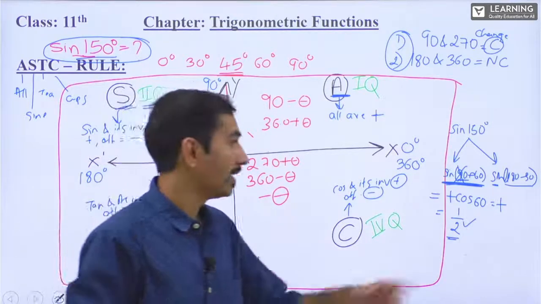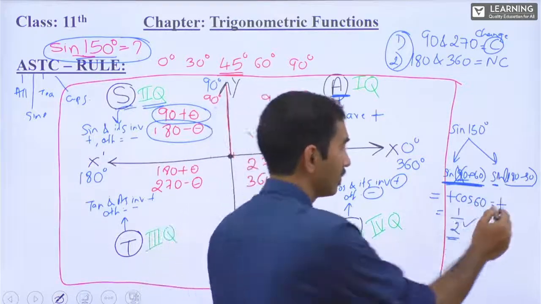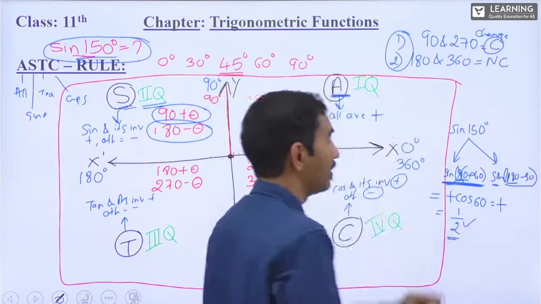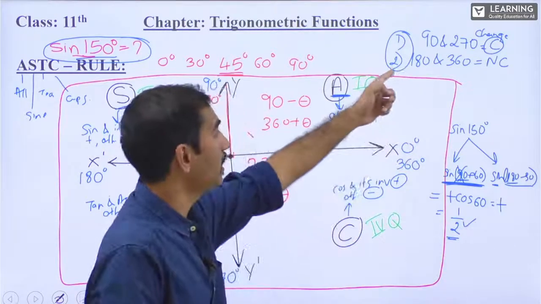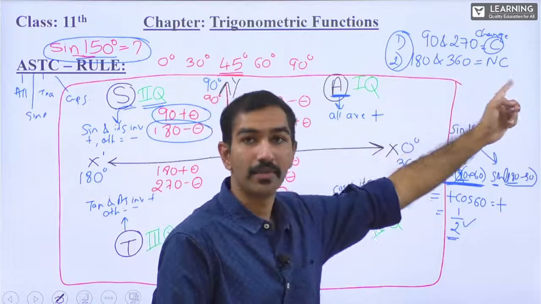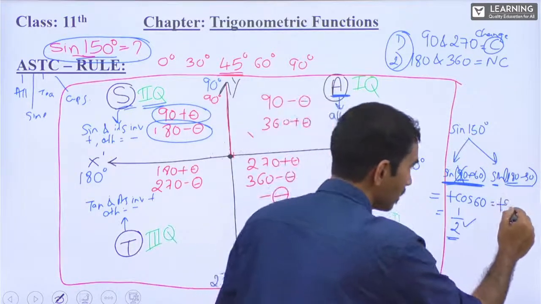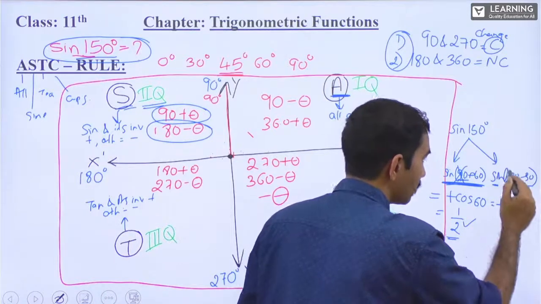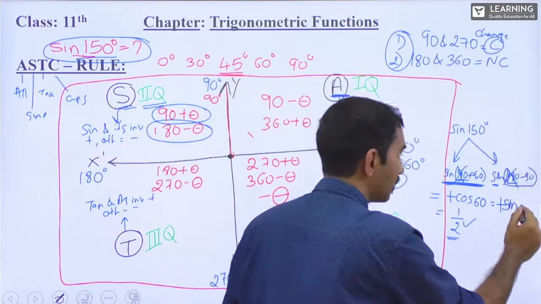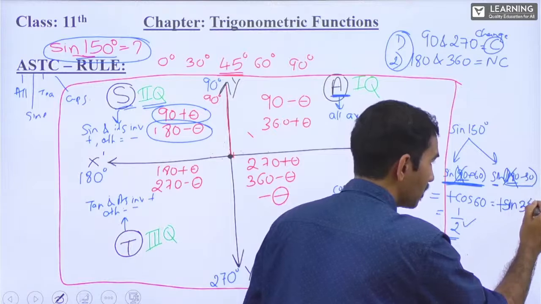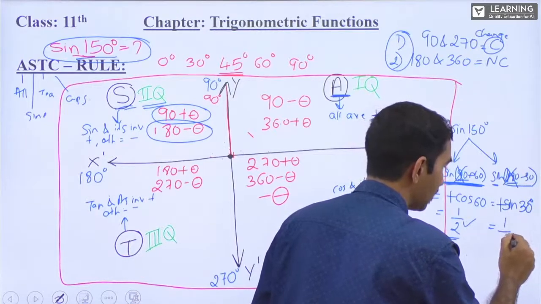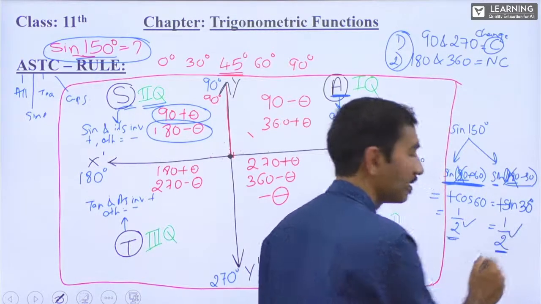Next, what do we have? We have the number 180. Correct? 180. See the second point here. 180 means what, students? No change. No change in the ratio. Let the ratio be as it is. So sine will remain as sine only. So this work is done. What else is remaining now? 30 degrees is remaining. So what is sine 30 degrees? Sine 30 degrees is nothing but 1 by 2.